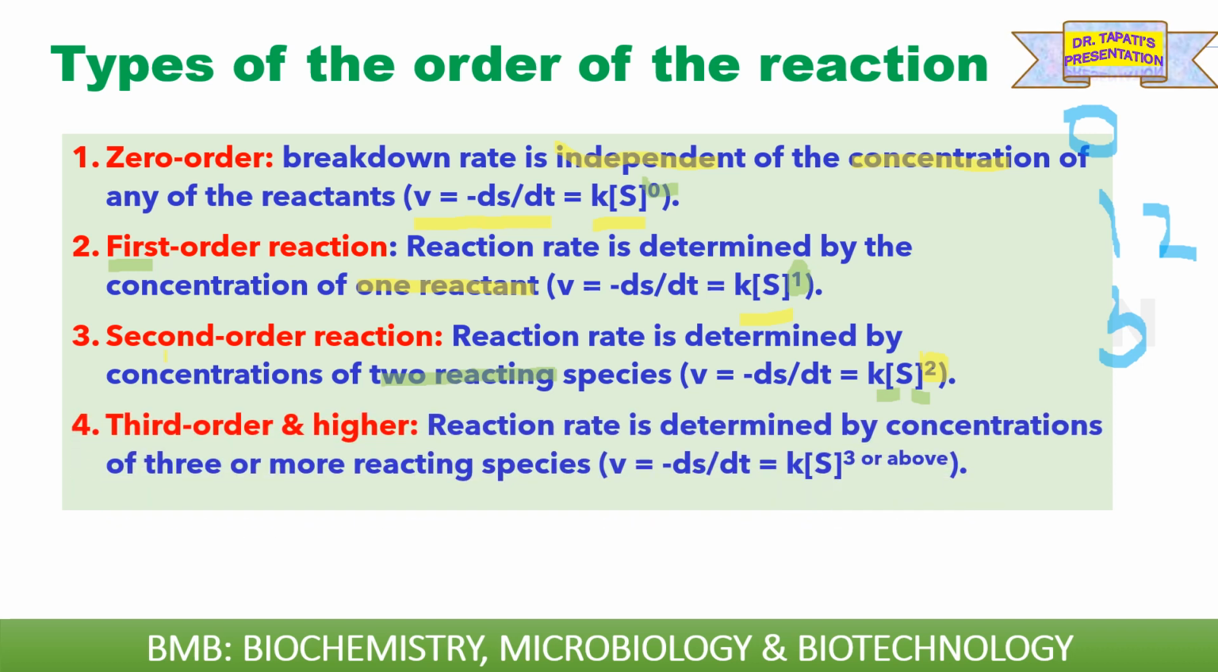In case of third order and higher order reactions, reaction rate is determined by concentrations of 3 or more than 3 reacting species. In that case, V is equal to K into S to the power 3 or above. If it is a third order reaction, power of substrate is 3, and if it is a higher order reaction, then power of substrate will be above 3. The most important orders of the reaction are 0 order, first order and second order reactions. They are very common.